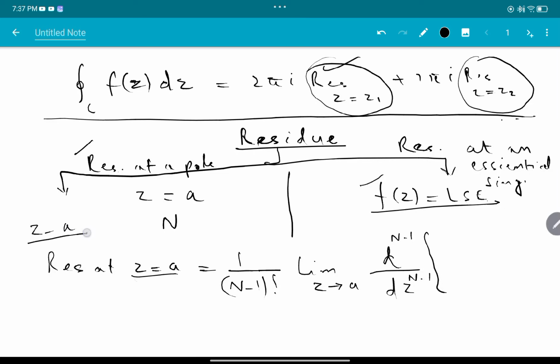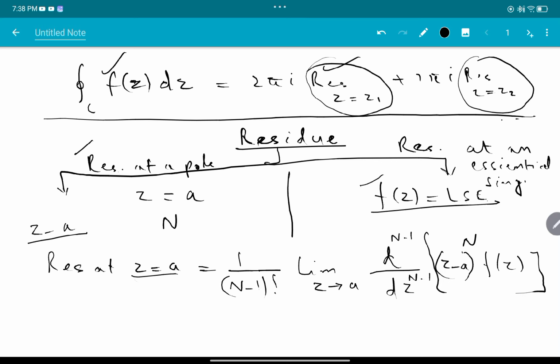z minus a is the singularity factor. We have to multiply the given function f(z) by the singularity factor (z minus a) raised to n, where n is the order of the pole. This is the formula.